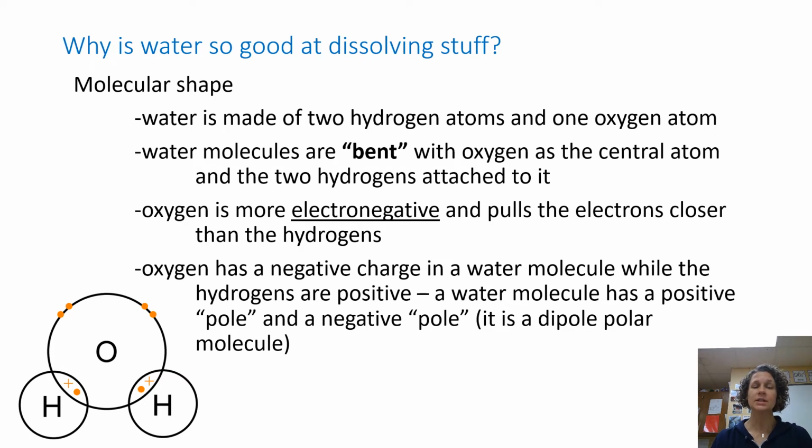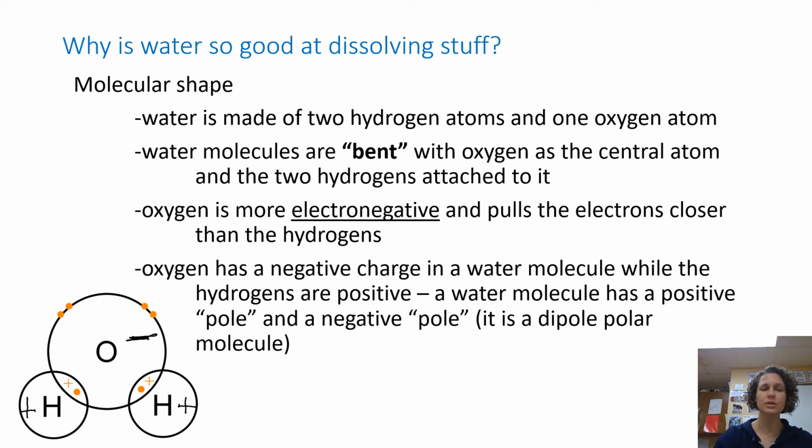Now, oxygen is more electronegative than the hydrogens. And remember, on our periodic table, we marked this. The upper right-hand corner is where the more electronegative elements are, and oxygen is right up there. And so it has a stronger pull on the electrons, and it keeps the electrons, even the ones that they're sharing, closer than the hydrogens do. And so because the electrons are all closer to the oxygen, it has a little negative charge, and the hydrogens both have a positive charge. So they've got a positive side.